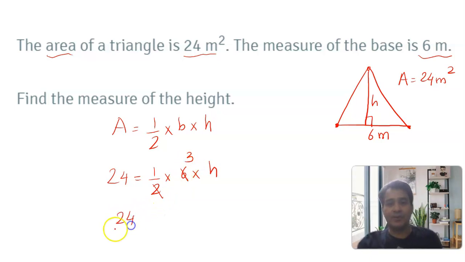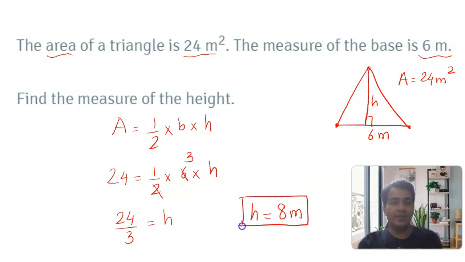So 24 divided by 3 equals h. Now 24 divided by 3 is 8. So the height of this triangle is 8 meters. Is that clear? Can I move to the next one?